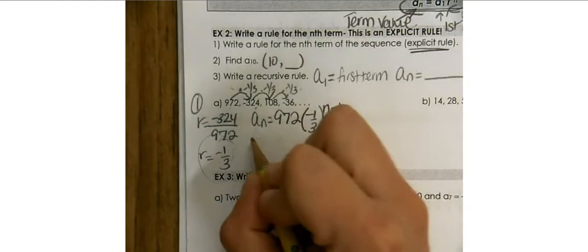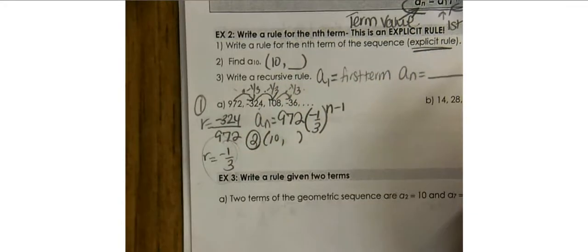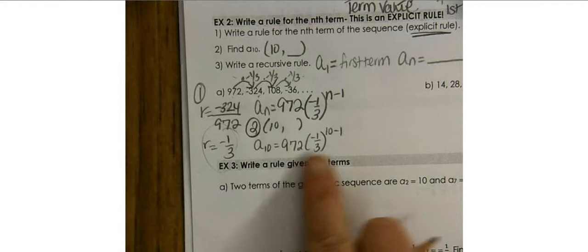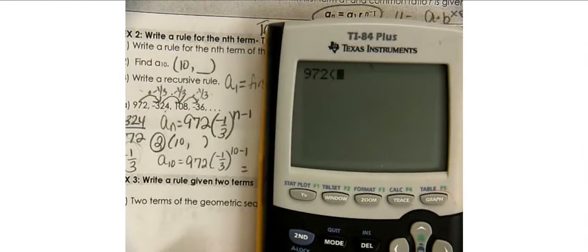Step number 2, we want to find what a sub 10 is. So that means we're going to let n equal 10, and we're going to find what a sub 10 is equal to. So I'm going to write a sub 10 is equal to 972 times negative 1/3 raised to the 10 minus 1 power. Because all of this is just simply numbers, we can put this into our calculator exactly as we see it. So into my calculator, I'm going to put 972 times negative 1/3 raised to the 10 minus 1 power, which is just raised to the 9th power.